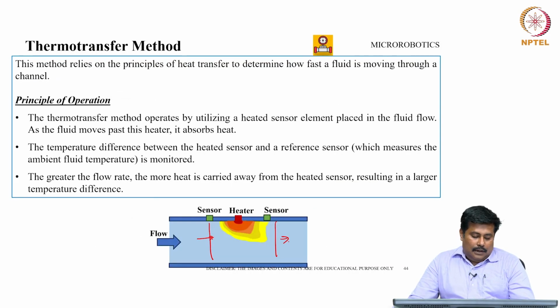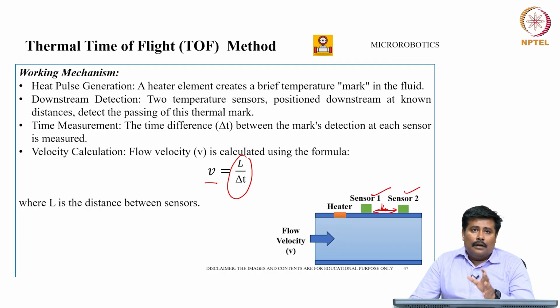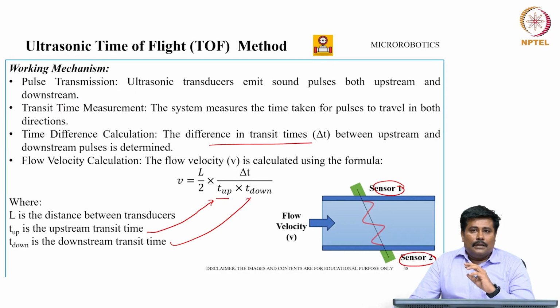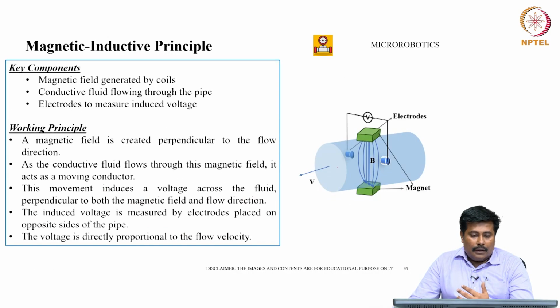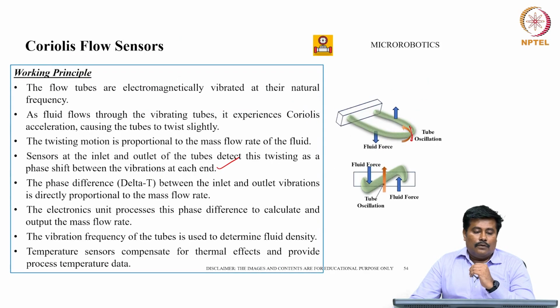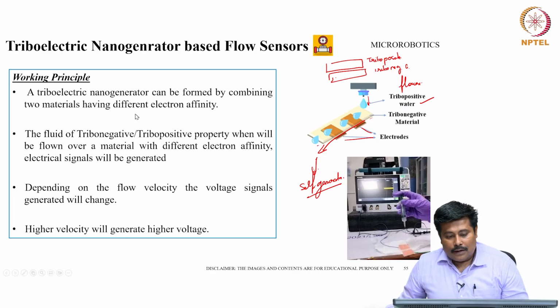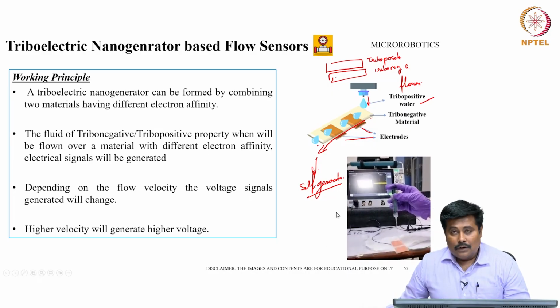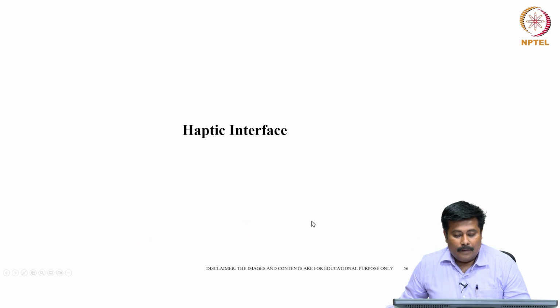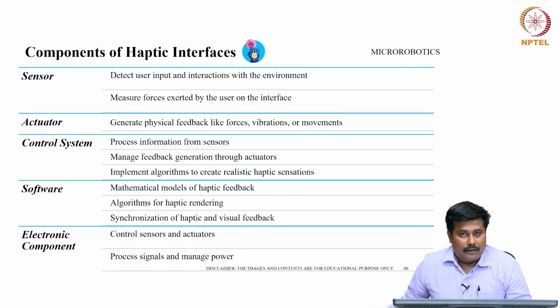We also discussed the different types of flow transducers, including the thermotransfer methods, the time of flight methods, thermal time of flight methods, and the ultrasonic methods. We also discussed magnetic inductive principles, vortex principles, and Coriolis flow sensors in detail. A new concept on triboelectric nanogenerator based flow sensors has been discussed, and a demonstration of the same has been shown.